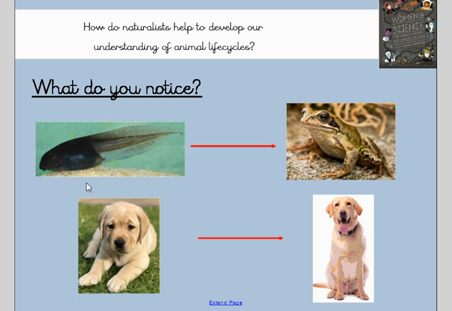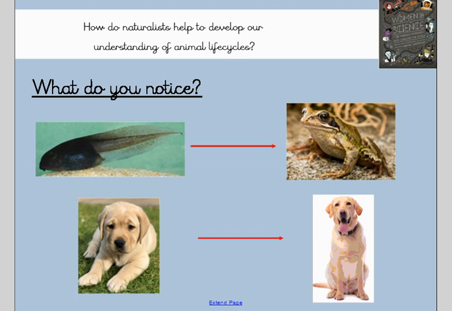So on the left we've got a young frog. So a frog starts its life. On the right, we've got the adult. On the left, down here, we've got the young of a dog. And on the right here, we've got an adult dog. Now, what do you notice between these different things here?